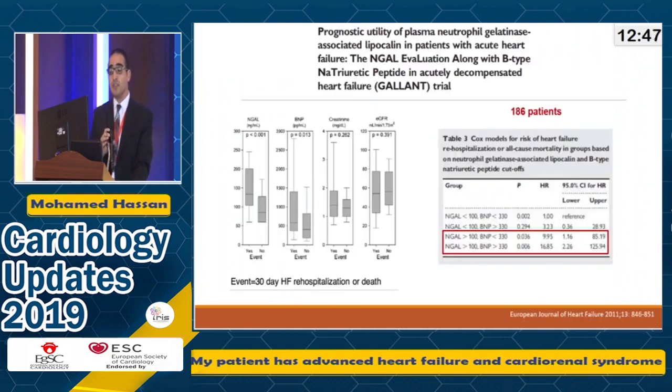And here in the GALAN trial, serum NGAL at the time of discharge can predict the 30 days events, either heart failure hospitalization or mortality, better than BNP. And here creatinine and GFR couldn't actually predict the outcome at 30 days like serum NGAL. And the addition of this biomarker to BNP increases the predictive value, actually making the hazard ratio 16 to predict 30-day mortality and 30-day heart failure hospitalization.